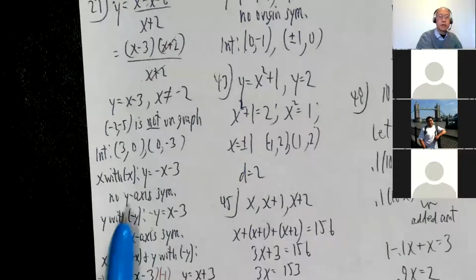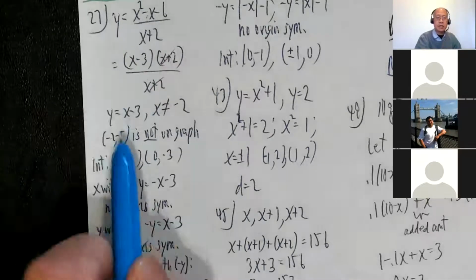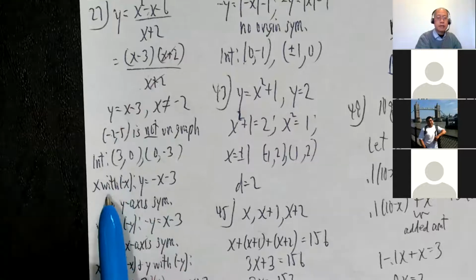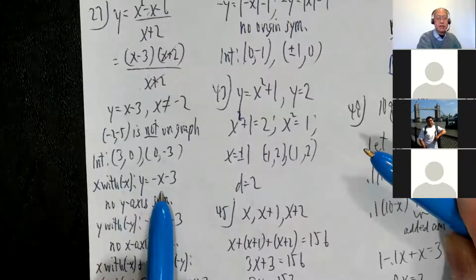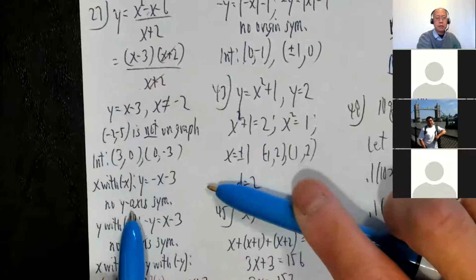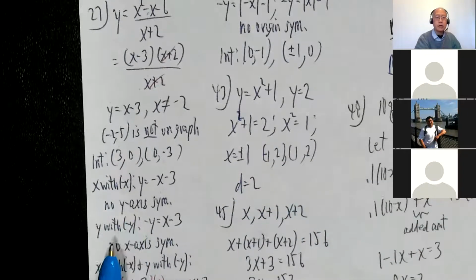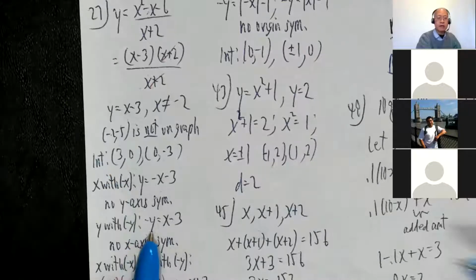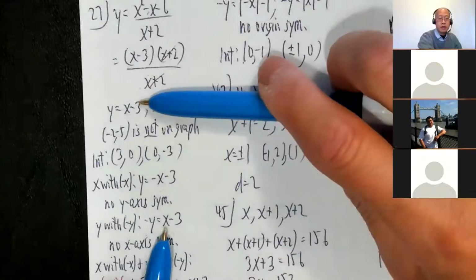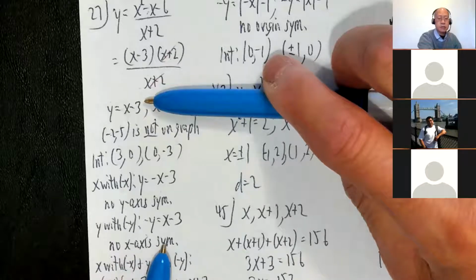And now for symmetry, I will only look at this. This is a lot easier than this. So replace x with -x. Y equals -x minus 3. That's not the same thing. So I do not have y-axis symmetry. Replace y with -y, put a -y right there. How does that compare to that? They're not the same. So I do not have x-axis symmetry.